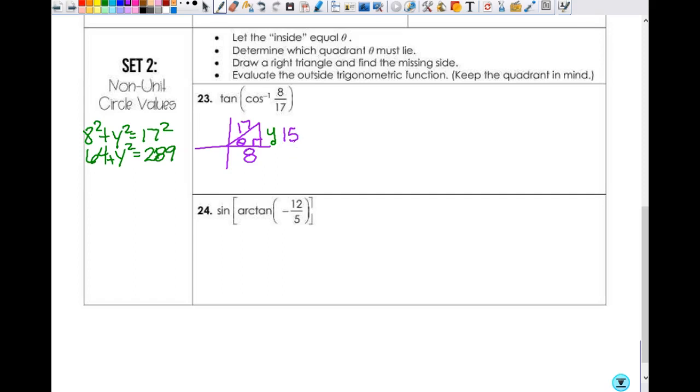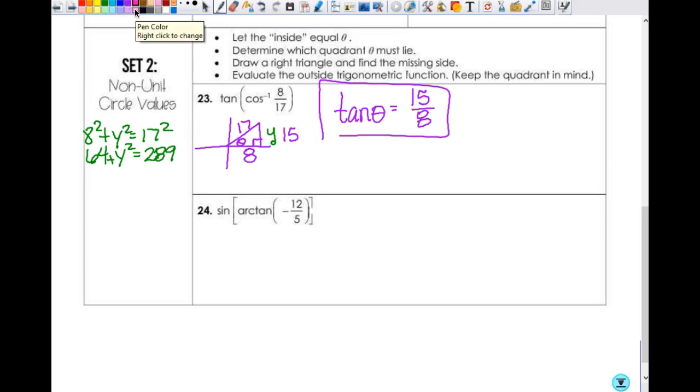All right, so then when I want the tangent of theta, tangent is opposite over adjacent, so that is 15 over 8, and you're done. Easy enough?